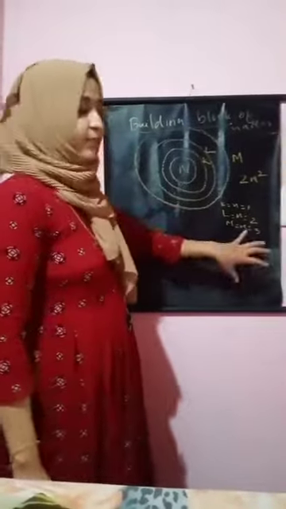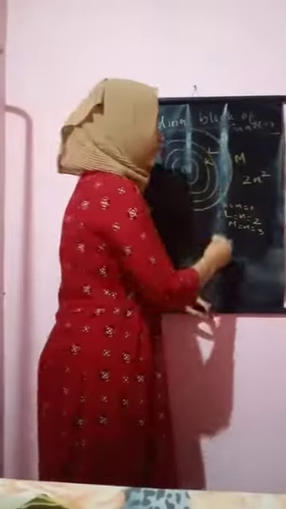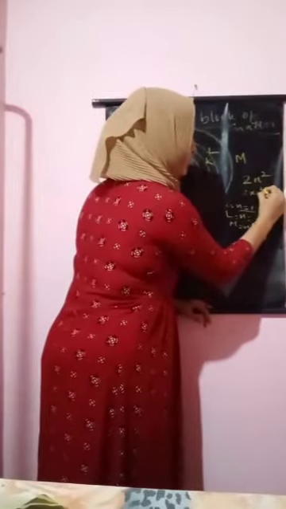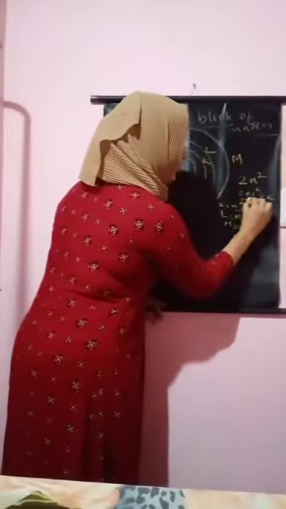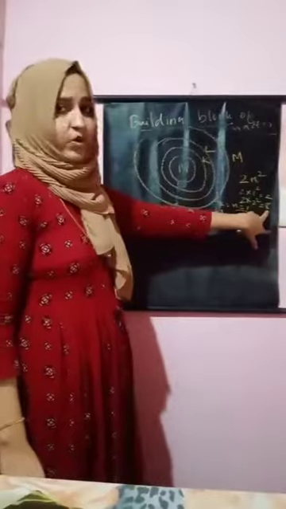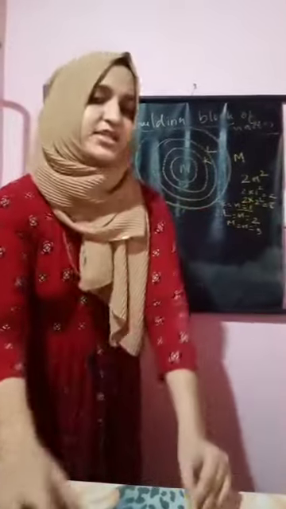We can take an example. To find out the number of electrons present in the K shell, we can substitute n here. 2 into 1 square, that is 2. And in the case of L, 2 into 2 square, that is 8. The number 8 has a very great importance because it will tell us whether the atom is stable or unstable.